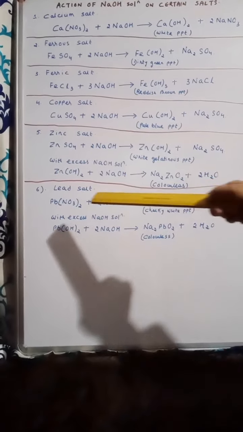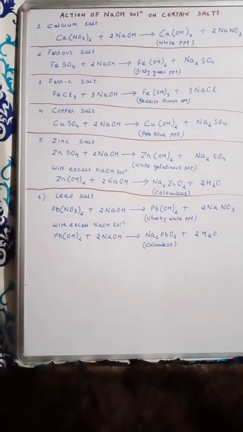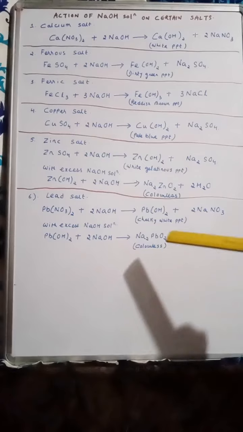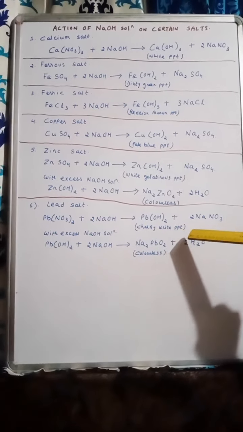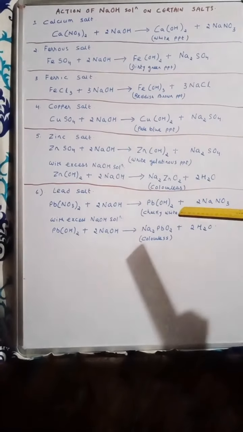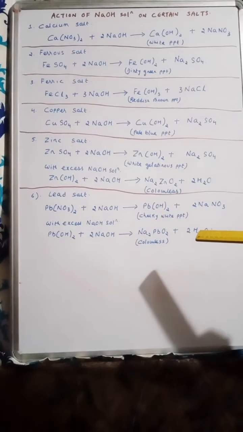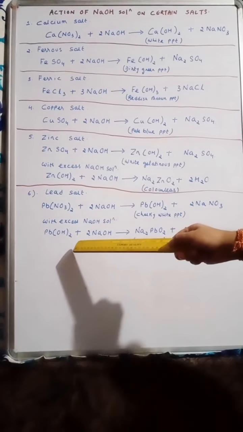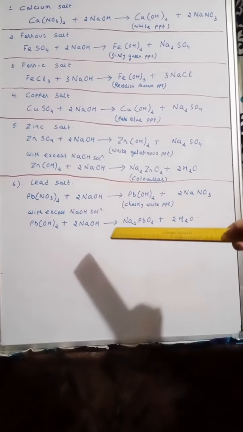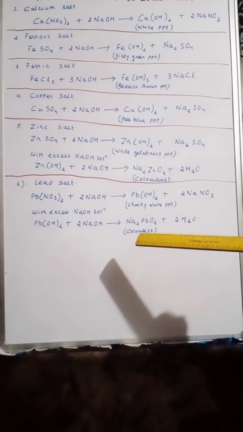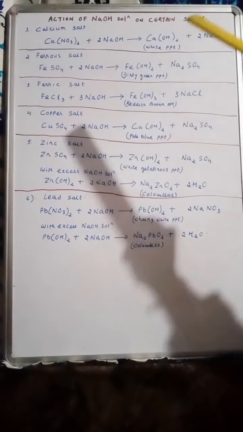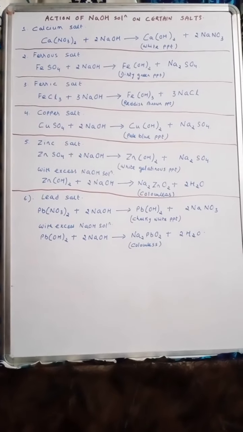The sixth one is the lead salt. When any lead salt is treated with sodium hydroxide solution, we see a chalky white precipitate getting formed, and that chalky white precipitate is due to the formation of lead hydroxide. And when you add excess sodium hydroxide, the chalky white precipitate dissolves, forming a colorless salt, that is sodium plumbite, Na2PbO2. So this is the action of sodium hydroxide on certain salts.